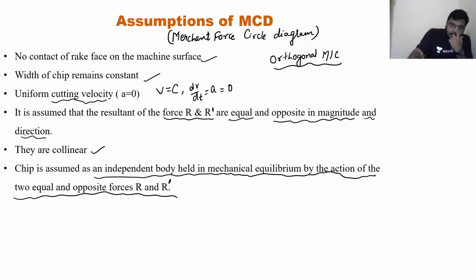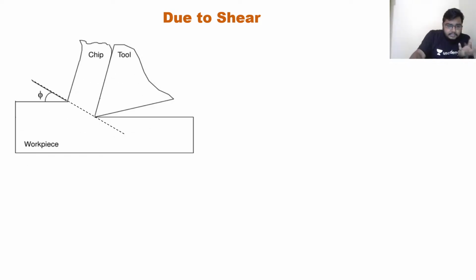Next is due to shear. Sir, what happens due to shear? Please try to understand. Again, this is your workpiece. Now again, this is your shear plane. And you are giving a cutting velocity V, and the chip is moving in this direction. Correct? The chip is moving in this direction.